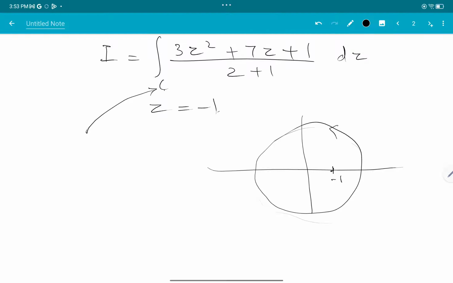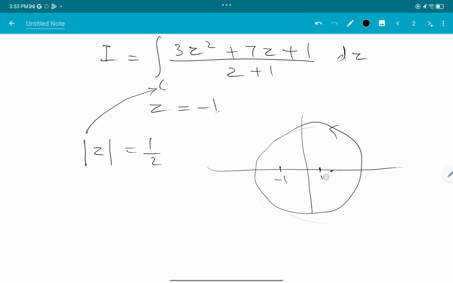However, we are given that this curve is a circle of radius 1 by 2. So if it is a circle of radius 1 by 2, sorry, I'm showing this as minus 1. I beg your pardon for this. It is minus 1 on this side. The circle has a radius 1 by 2.